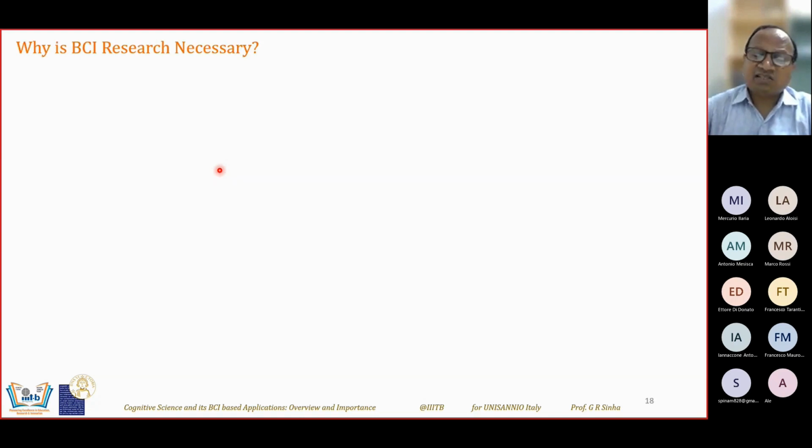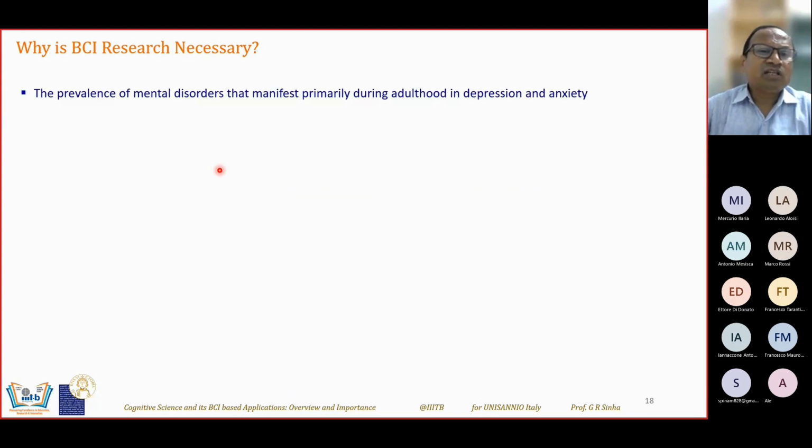Why is BCI research necessary? I don't think this is required, but let us just read out the prevalence, because this is also very important. Why do we need research? If some of you are interested in doing research, pursuing your career in doctoral and postdoctoral research in this area, you must know the why.